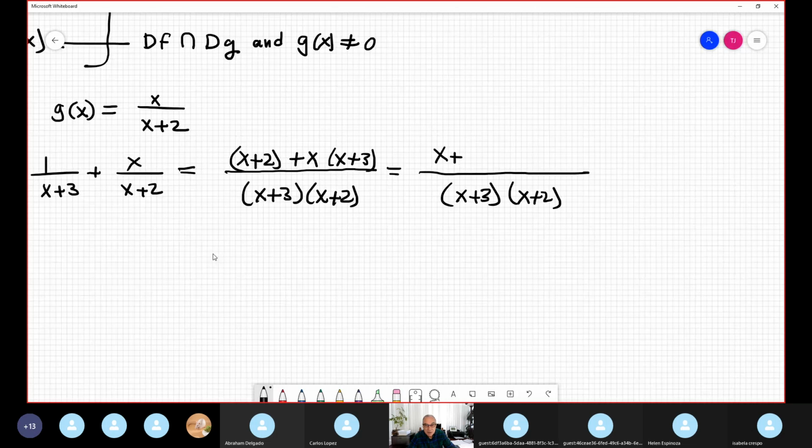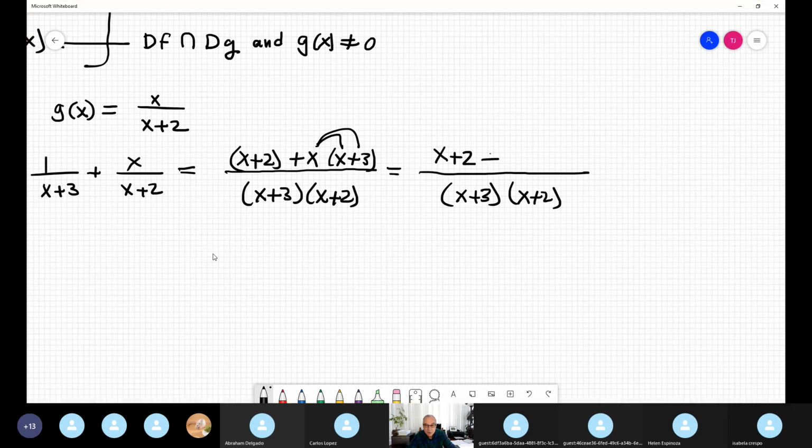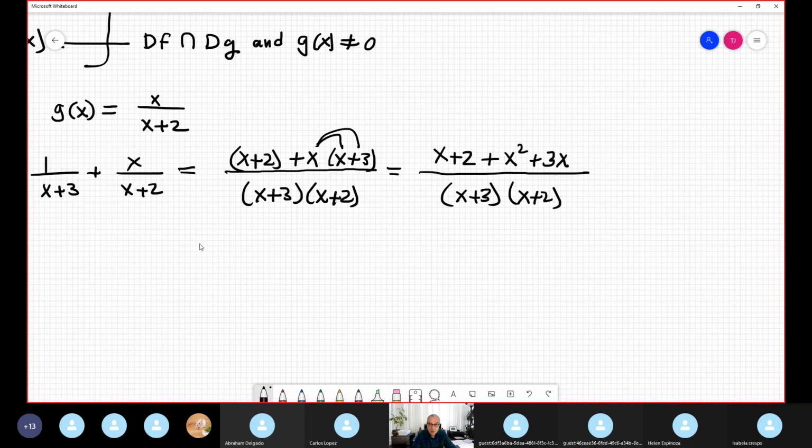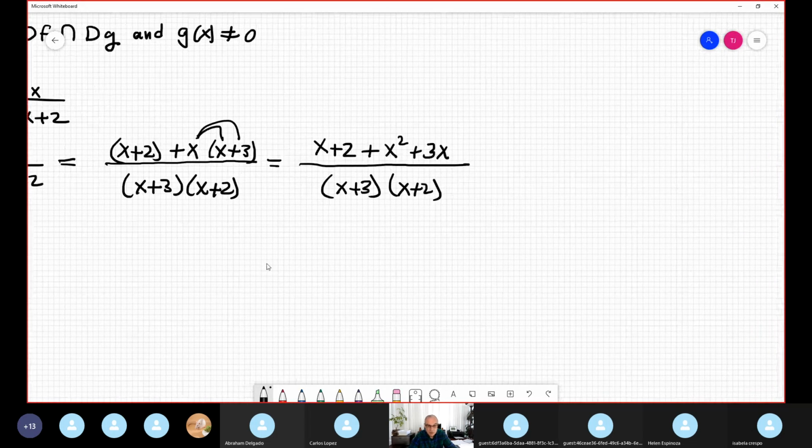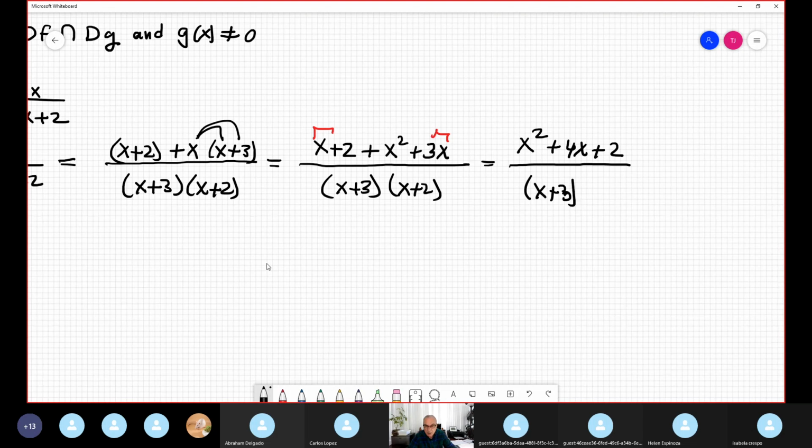Okay, remove the parentheses. X plus 2 stays the same. However, this is x squared and 3x, plus x squared plus 3x. Combine like terms: this is 1x, this is 3x, together 4x. And you organize it in an elegant way in descending order of the degree: x squared plus 4x plus 2, divided by x plus 3. If you want, leave it like that. No need to FOIL. And this is the fantastic expression.